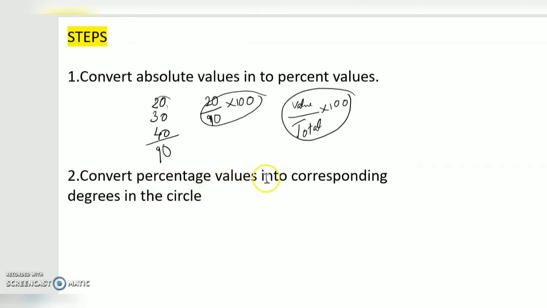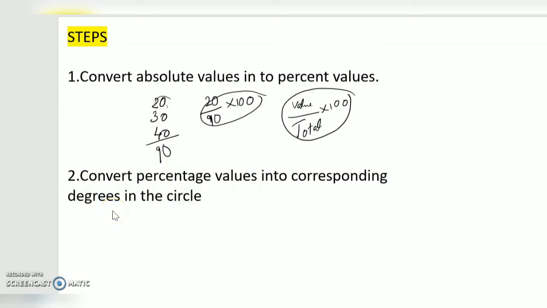Convert the percentage values into corresponding degrees in the circle. Now we are moving to the second step, that is, convert the percentage value into degrees in the circle, corresponding degrees. So how can we convert the values from percentage to degrees?